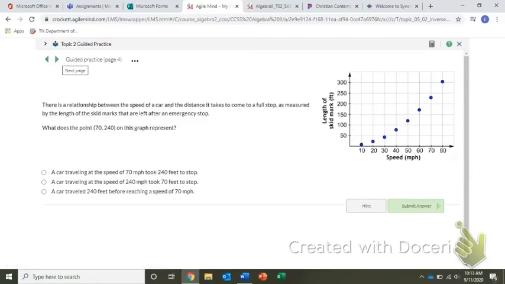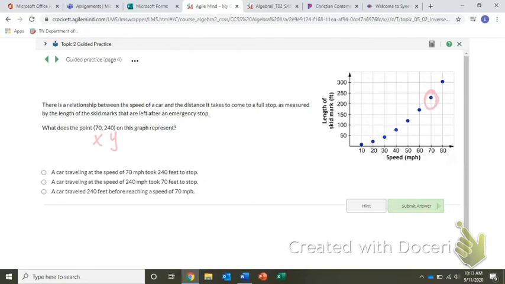All right. This says the relationship between the speed of the car and the distance it takes to come to a full stop as measured by the length of the skid marks that are left after an emergency stop. What does the point 70, 240 on this graph represent? So, remember 70 is my x and 240 is my y. I'm finding this point, and I'm looking right here, and you have three options.